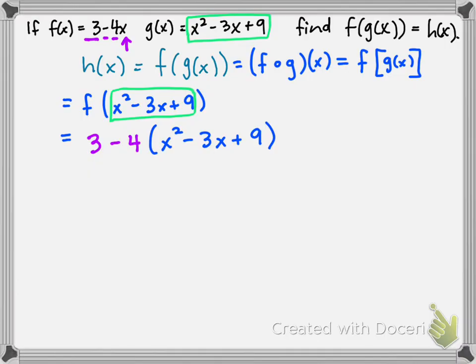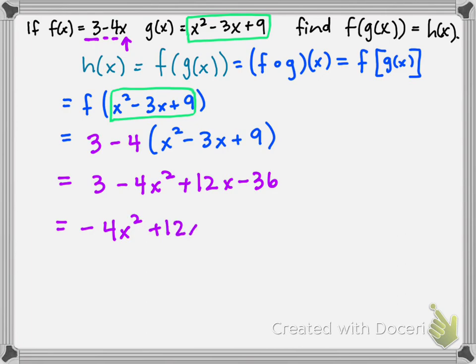Now I'm going to distribute and combine like terms. So my final answer is going to look something like 3 minus 4x squared plus 12x minus 36. Combine your like terms, you're left with negative 4x squared plus 12x minus 33. And you're done. That's h of x. Okay, let's do another one.